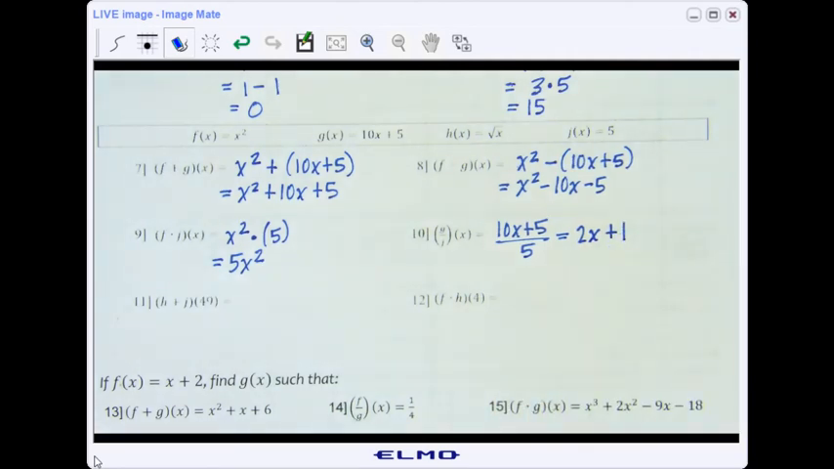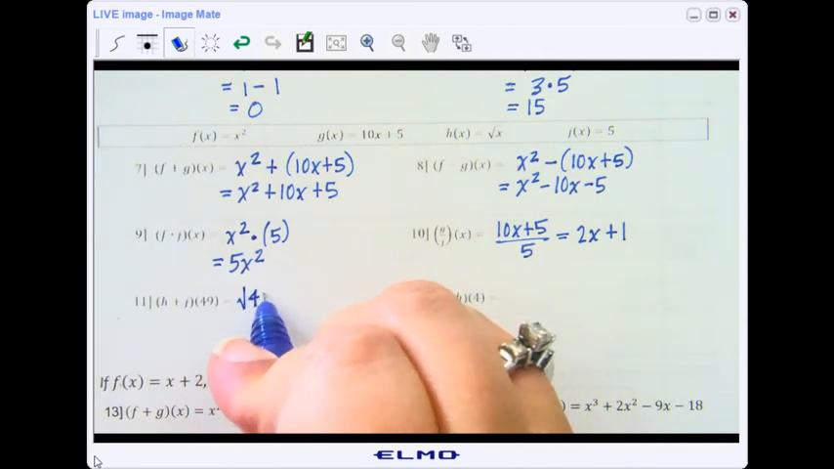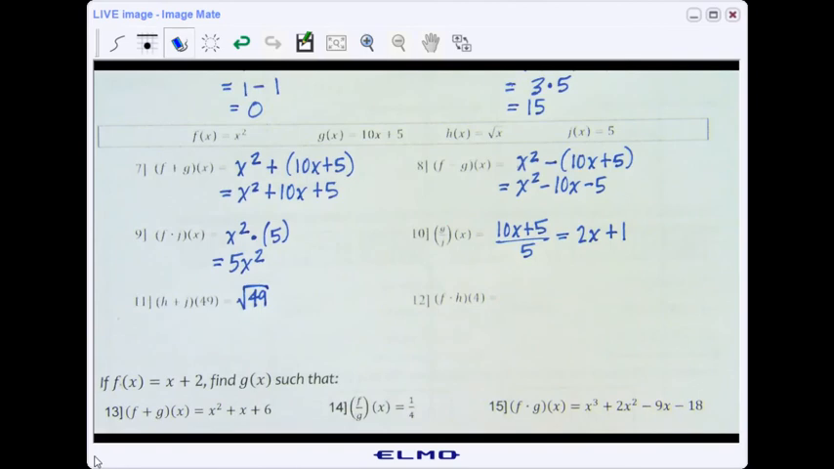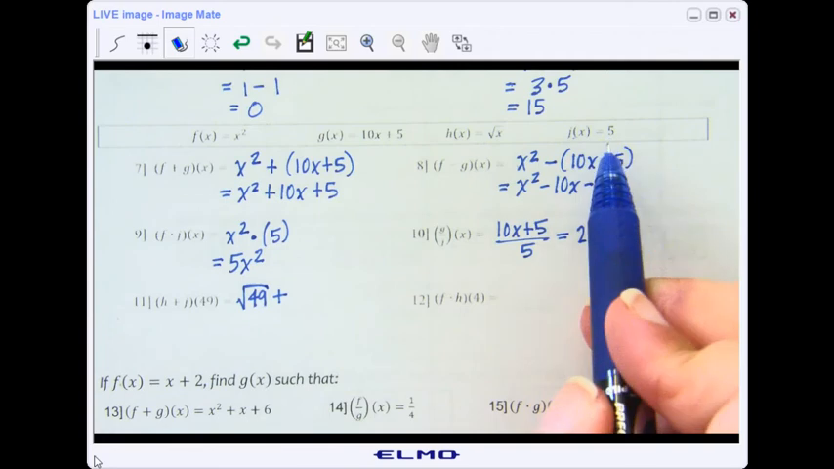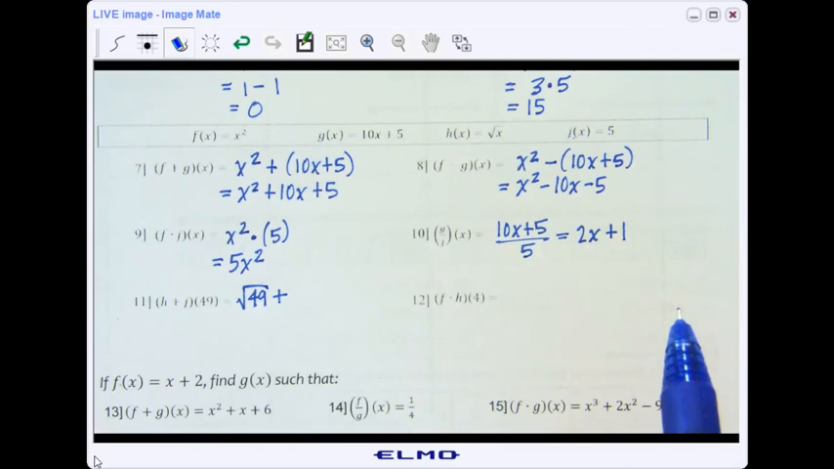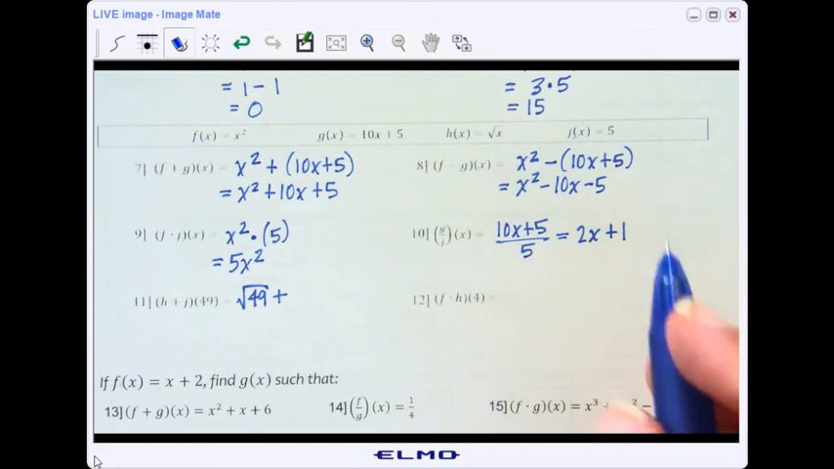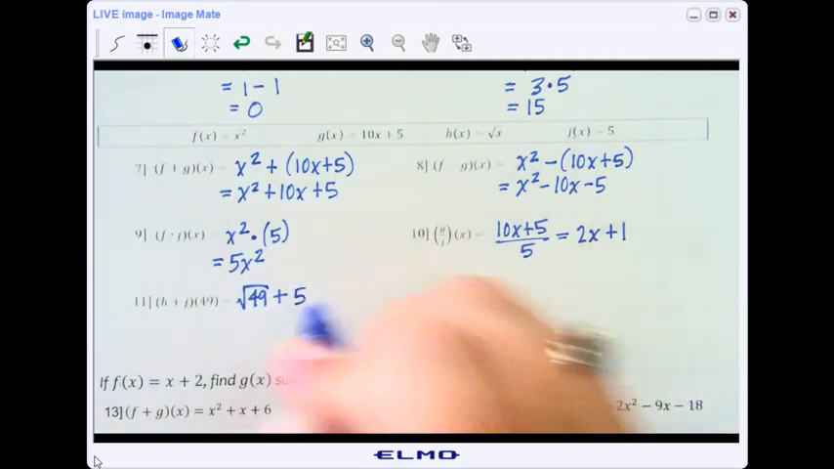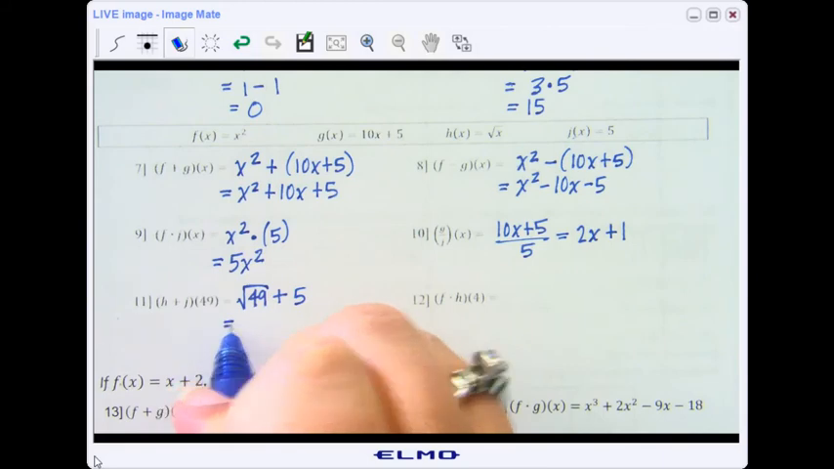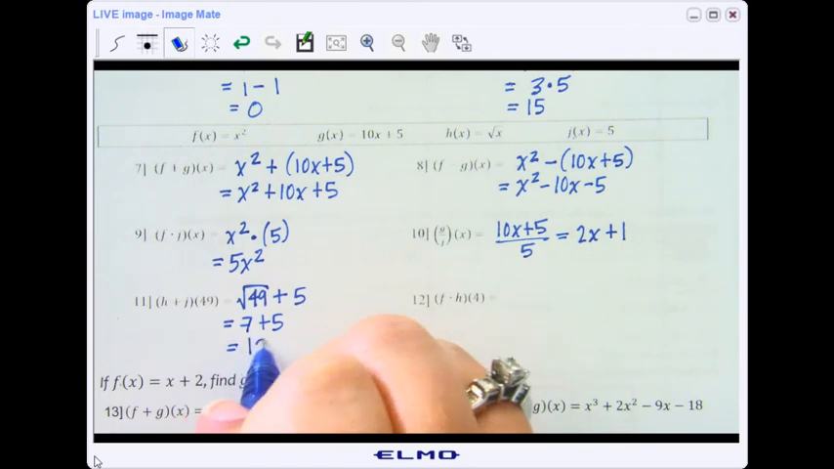In number 11, I'm finding h plus j of 49. Well, h is the square root of x, and x is 49. So the square root of 49 plus j of 49. J of x equals 5. This is a constant function. A constant function always has the same value of y, regardless of what I put in here for x. So even if I put 49 in for x, j of 49 is still equal to 5. The square root of 49 is 7. And when I add 7 and 5, that leaves me with 12.